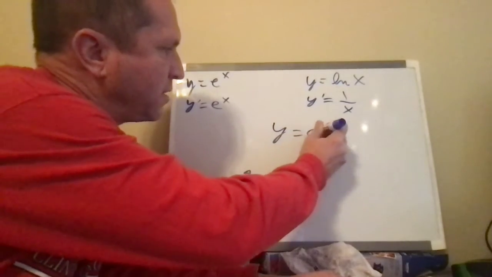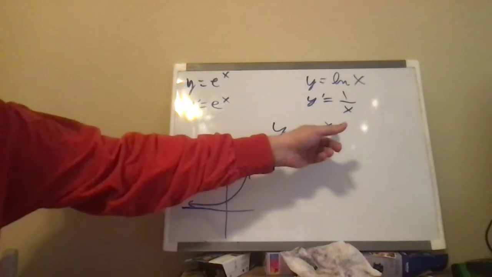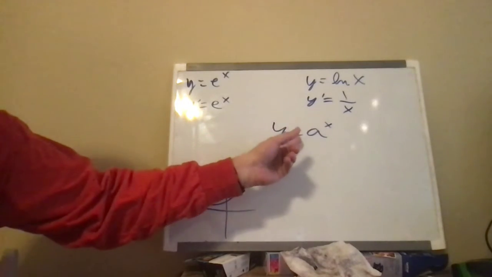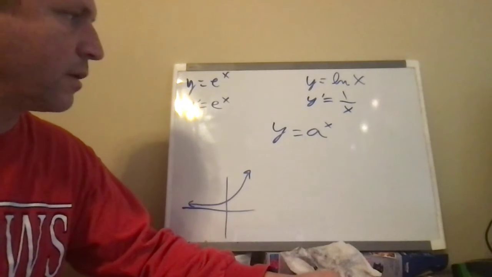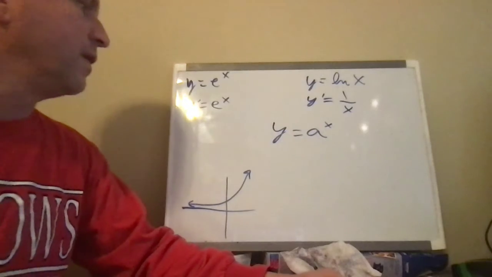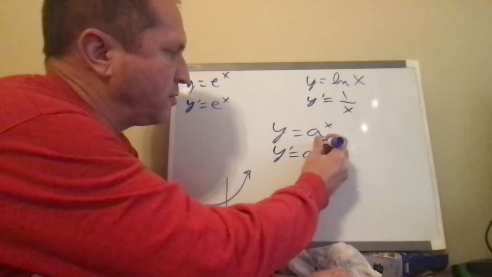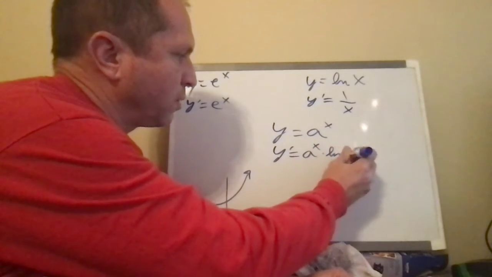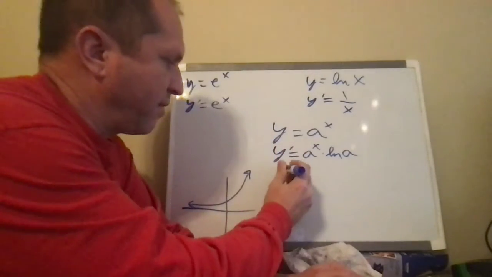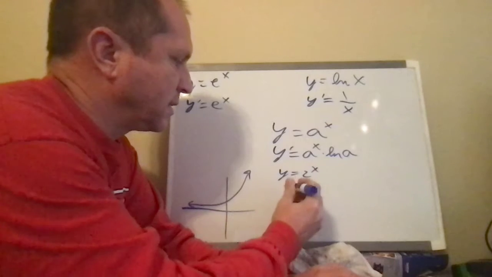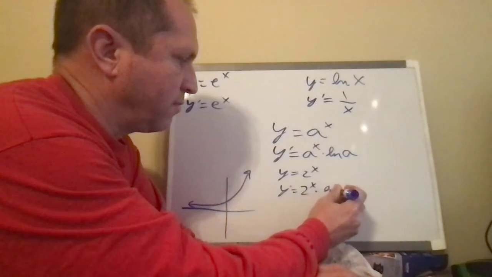The other one is y equals a to the x. You might start off by thinking, if it's a to the x, then the power rule says bring this to the front and then subtract 1 from it. But that's when your base is the variable. Here, our base is a constant. The derivative of this is a to the x times the natural log of a. So if I have y equals 2 to the x, the derivative would be 2 to the x times the natural log of 2.